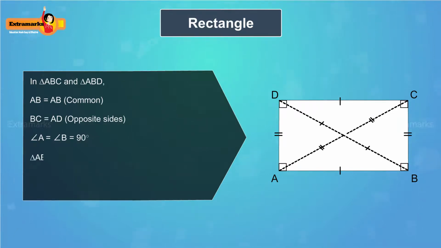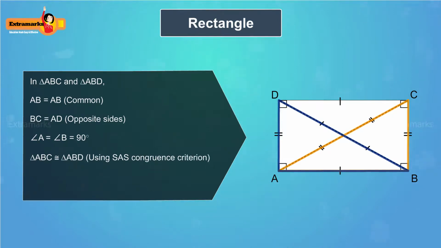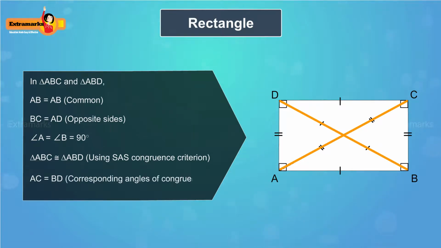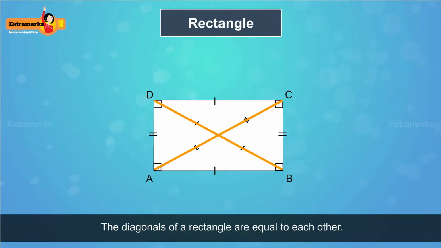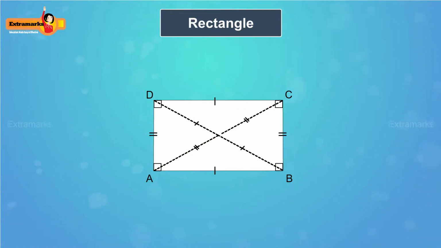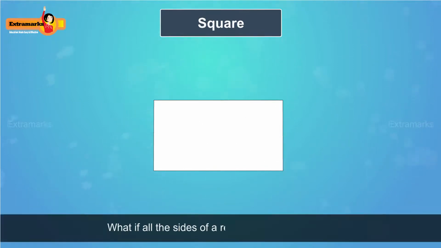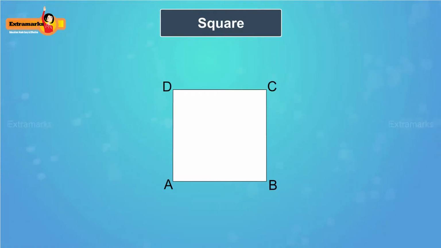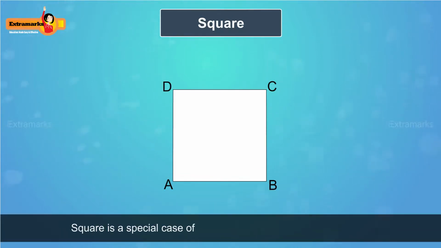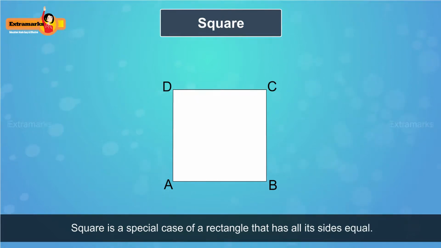Therefore, by SAS congruence criterion, both the triangles are congruent to each other. So, side AC is equal to side BD, and these are the diagonals of the rectangle ABCD. Thus, the diagonals of a rectangle are equal to each other, while the diagonals of a parallelogram are not necessarily equal. What if all the sides of a rectangle become equal? Such a quadrilateral is called a square. It is a special case of a rectangle that has all its sides equal.